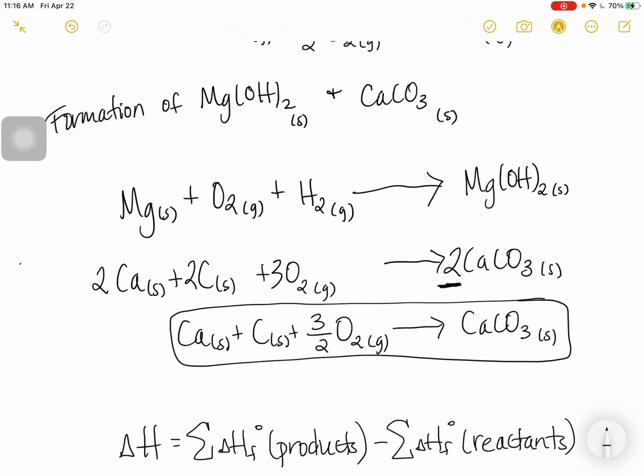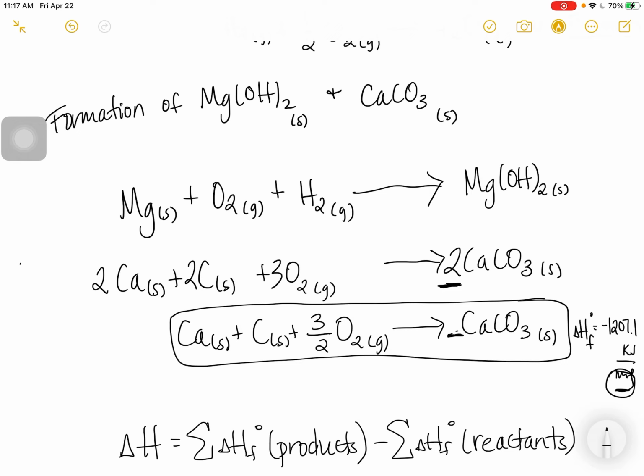So for example, this last reaction we wrote, the formation of calcium carbonate, if I go into that chart and I look up calcium carbonate, we find that its delta H of formation at standard conditions is negative 1207.1 kilojoules per mole. And so what that means is that the formation of 1 mole, right, of calcium carbonate, releases 1207 kilojoules of energy. So this is an exothermic reaction.